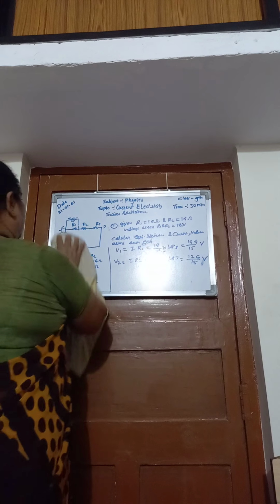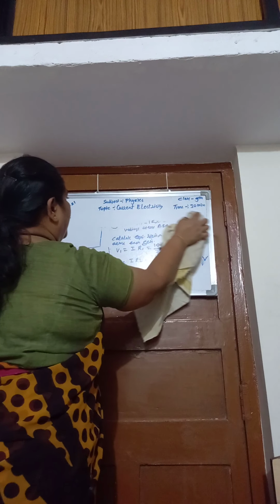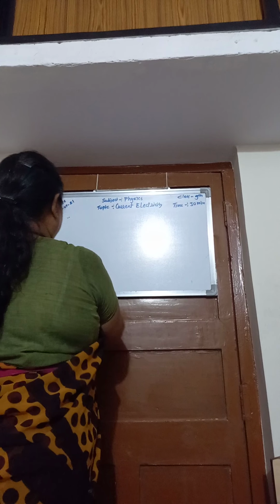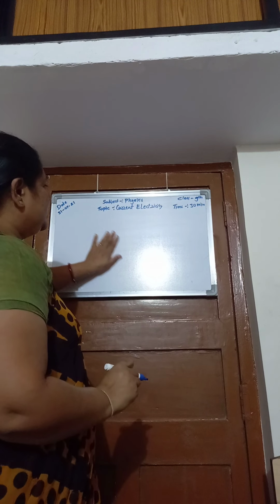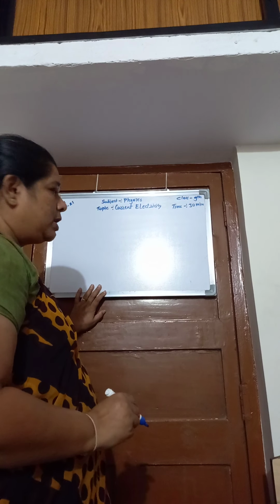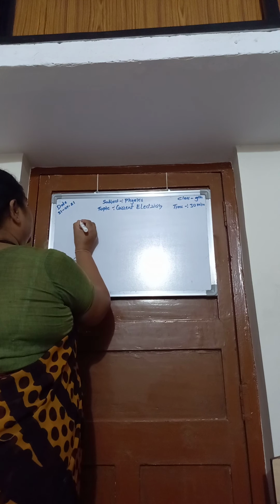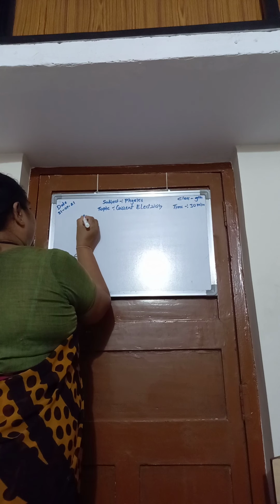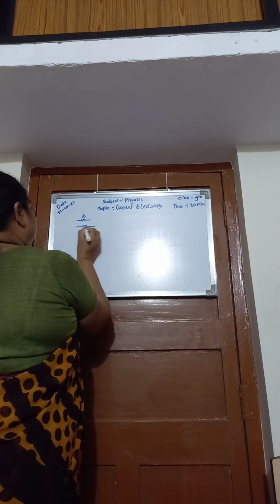Then we will see parallel resistances. We will see problems based on parallel connections of resistances. Do you know parallel connection? You don't know. I am telling you. Parallel means having same distance, equidistance. Okay, we have to arrange these resistances. This is R1, this is R2, and this is R3.